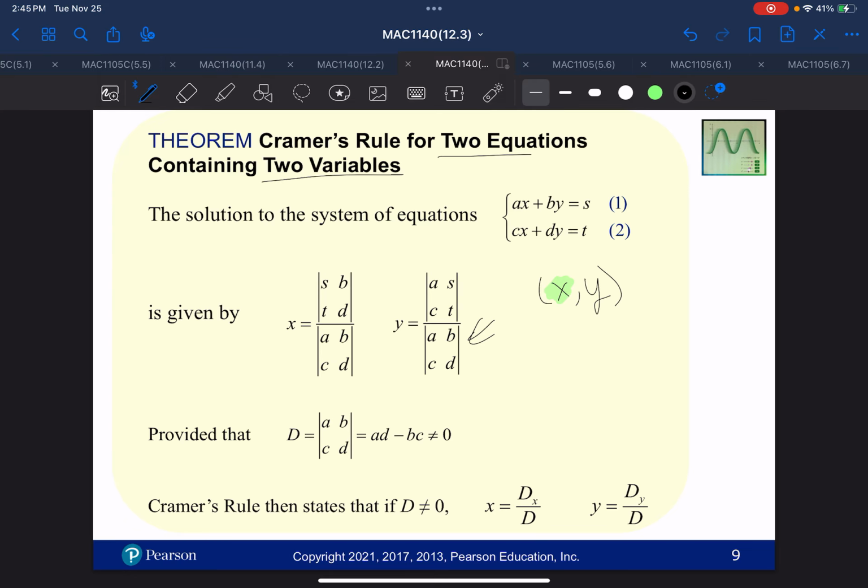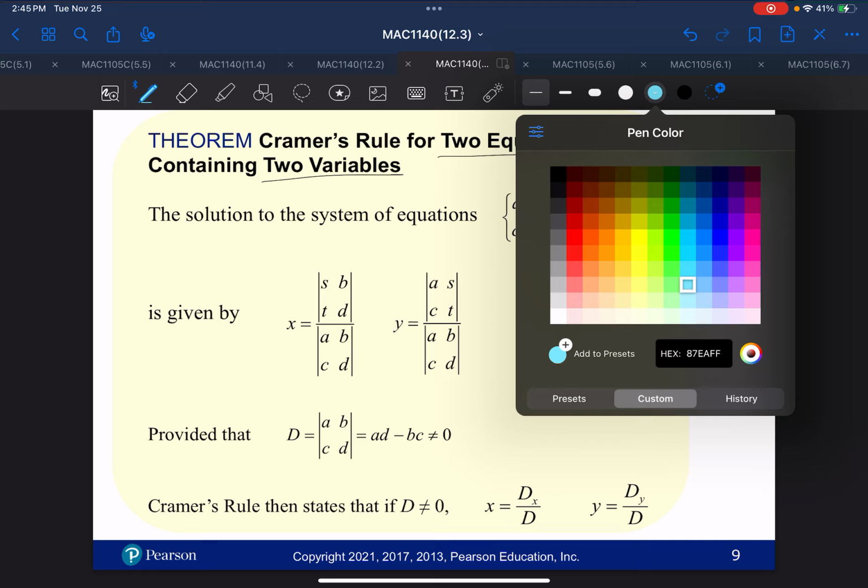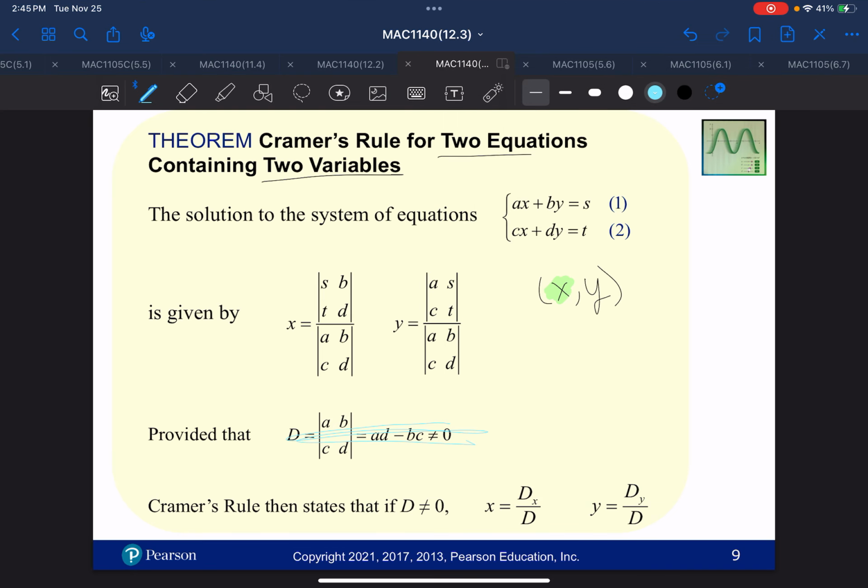So, provided that the determinant of A, B, C, D is non-zero, then we can use this to find the solution to a system. But of course, these cannot be zero. These cannot be zero because they're in the denominator of a fraction. This is a determinant divided by a determinant. That's what that notation is.